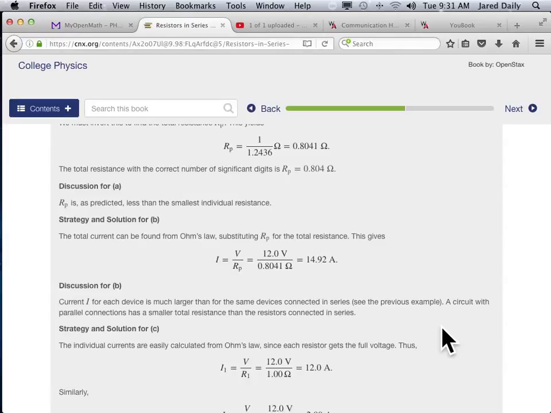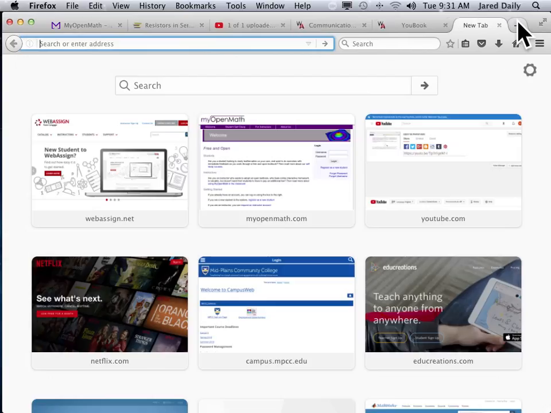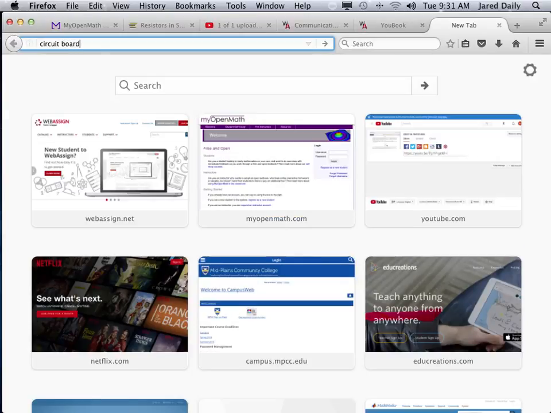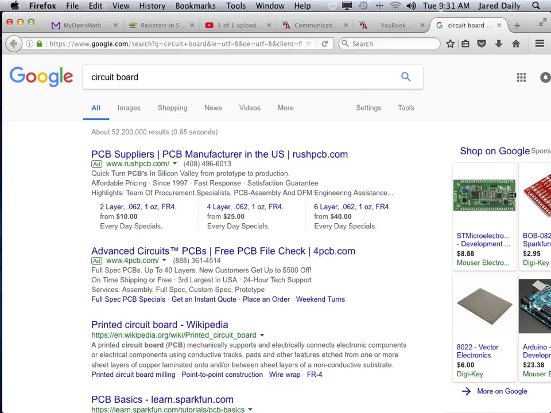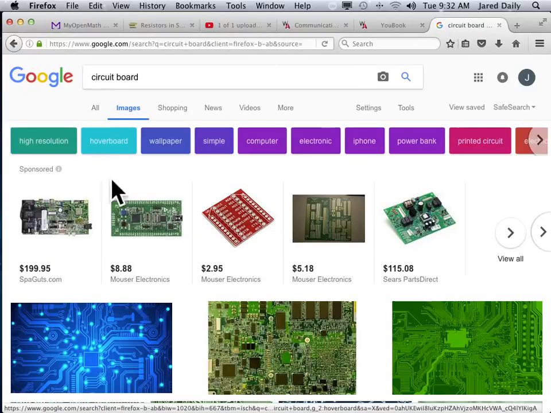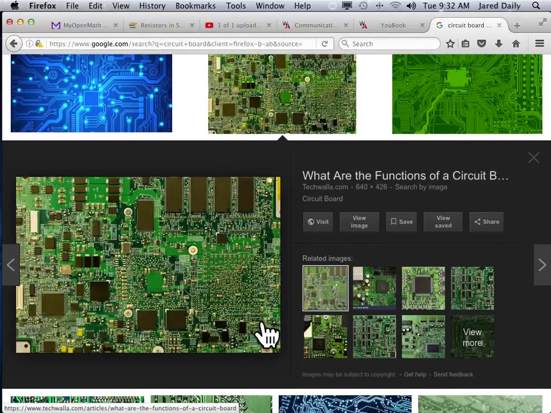If you're really good, you can be given any set of resistors and you can make any resistance you need, really. And if you look at circuit boards, so let's look at a complex circuit board. A circuit board is just a piece of usually fiberglass that's got a bunch of electronic components on it. So here's a nice picture of a circuit board. You can see there's lots and lots of things on this.